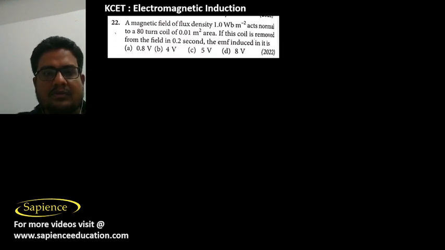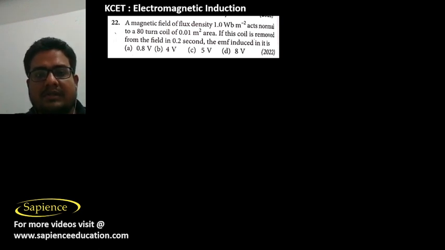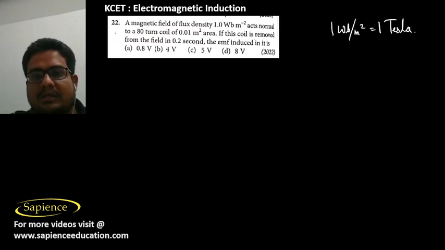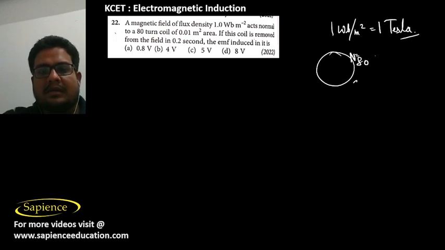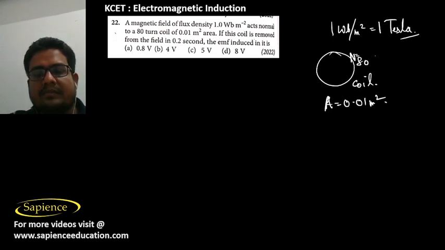Question number 22 is told a magnetic field of flux density 1 Weber per meter square, or I can tell 1 Tesla also, acts normal to an 80 turn coil. That means the number of turns is 80. The 80 turn coil is there, and its area is 0.01 meter square. If this coil is removed from the field, one field is there. That field is 1 Tesla or 1 Weber per meter square.